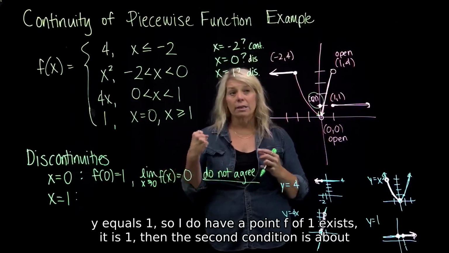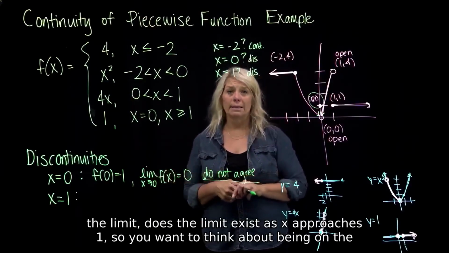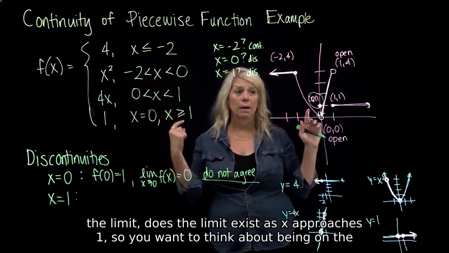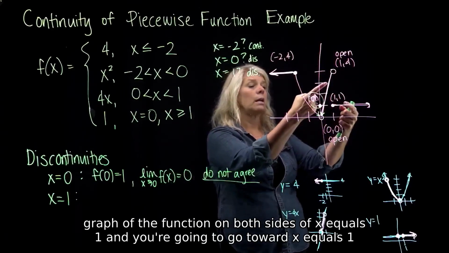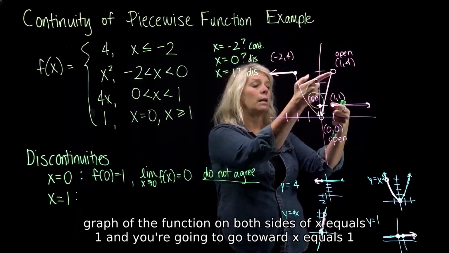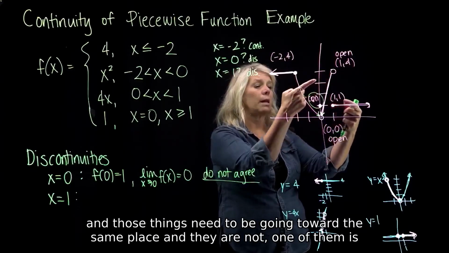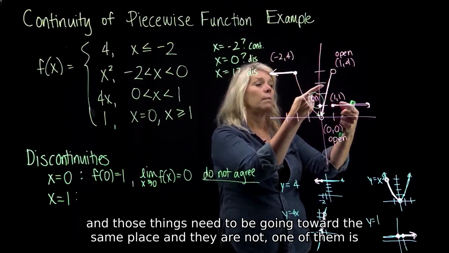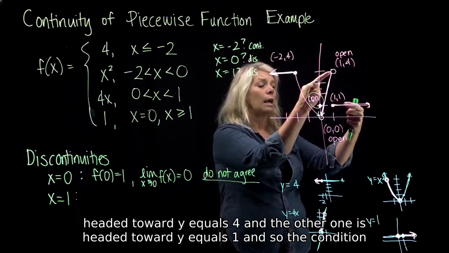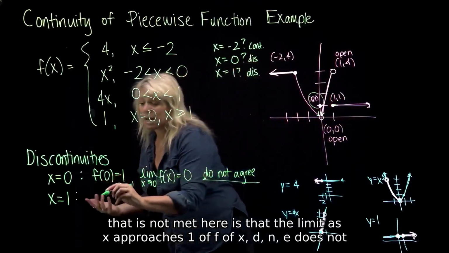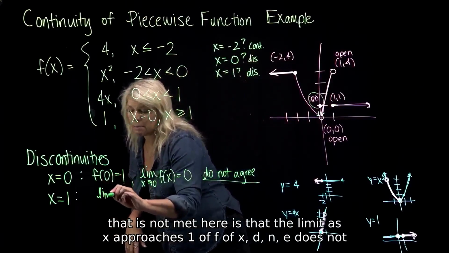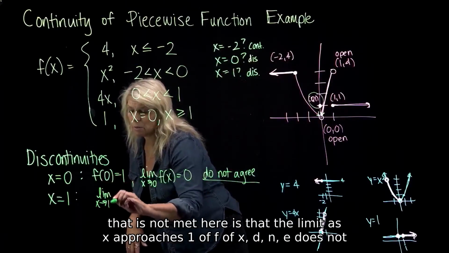Then the second condition is about the limit. Does the limit exist as x approaches 1? So you want to think about being on the graph of the function on both sides of x equals 1, and you're going to go toward x equals 1, and those things need to be going toward the same place, and they are not. One of them is headed toward y equals 4, and the other one is headed toward y equals 1.